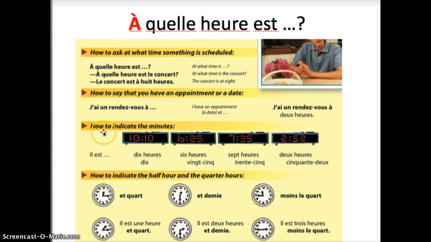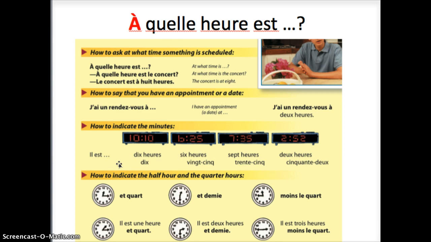Now, how to indicate the minutes? You would say, il est 10 heures 10. So you don't say minutes. Heure is compulsory in French, minutes is not, okay? So 10 heures 10. Il est 6 heures 25. Il est 7 heures 35. Il est 2 heures 52.